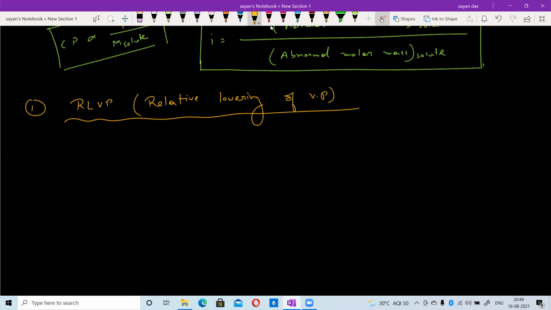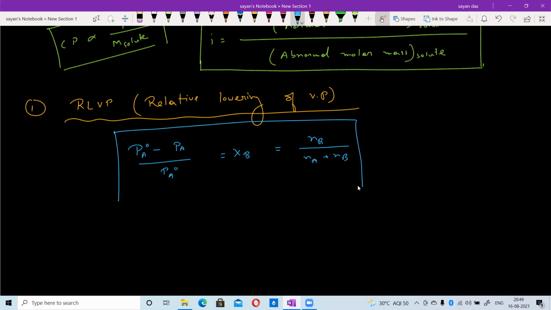Now for relative lowering of vapor pressure, if you go through an example, suppose you can write PA naught equals XB times PA naught. You all know this one, Raoult's law case 1. XB equals number of moles of B divided by number of moles of A plus B. This whole thing is already discussed.